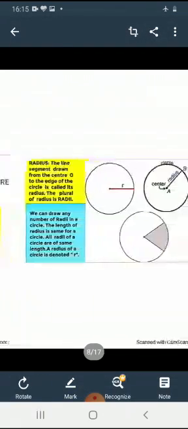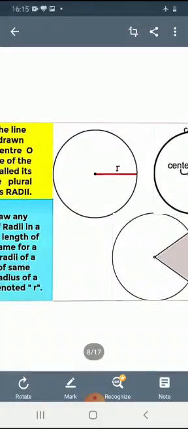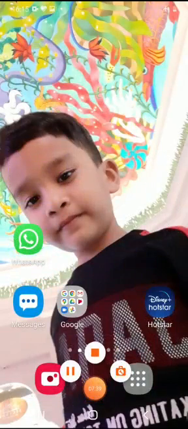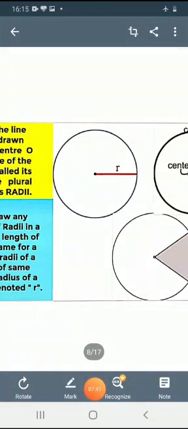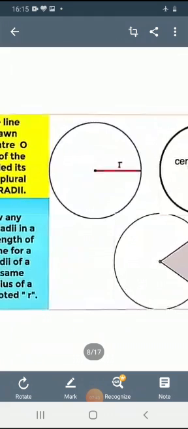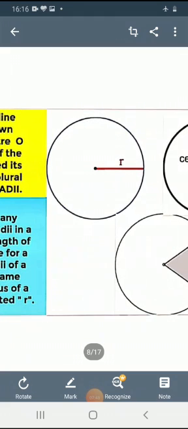Now see the next one, radius. Radius means just a length. If we take the radius of the circle, the length from the center to any part of the circle, they will all be the same length. Here we are taking a line segment from the center to another part of the circle. Isn't it? This line segment is called a radius.